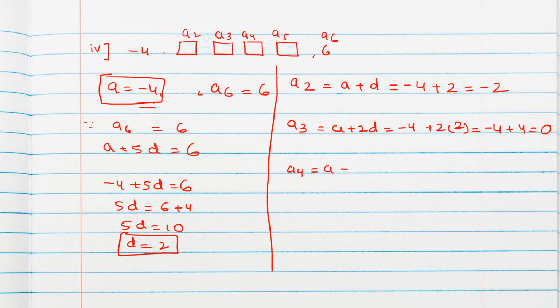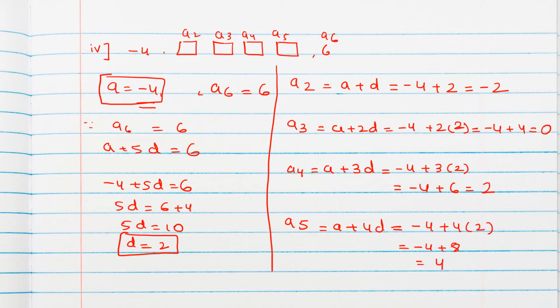A4 will be A plus 3D, that is minus 4 plus 3 times 2, which will be minus 4 plus 6, which gives positive 2. Then A5 will be A plus 4D, that is minus 4 plus 4 times 2, minus 4 plus 8, which gives 4. So these are the terms A2, A3, A4 and A5. In these boxes minus 2 will come, 0, 2 and 4.